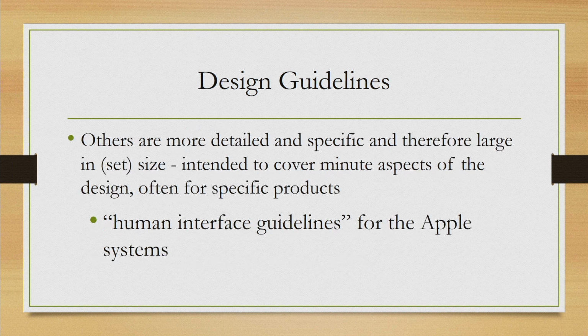There are also very detailed sets of guidelines where the number of guidelines is really very large, and these guidelines are intended for design of minute aspects of a particular product. So, typically they are designed for specific products or specific brands. For example, the human interface guideline which is used by the Apple products. So, these guidelines were proposed for development of the Apple systems. So, a discussion on the detailed guidelines is not a good idea because they are specifically designed for specific products.